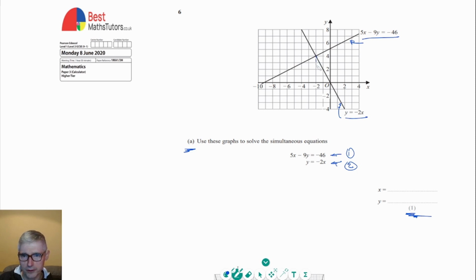So we can see that the x value there is minus 2. And if we project across, we can see that the y value is 4. And that's it. So we've done it there. It's just a case of finding the coordinates of the point where the two lines cross.